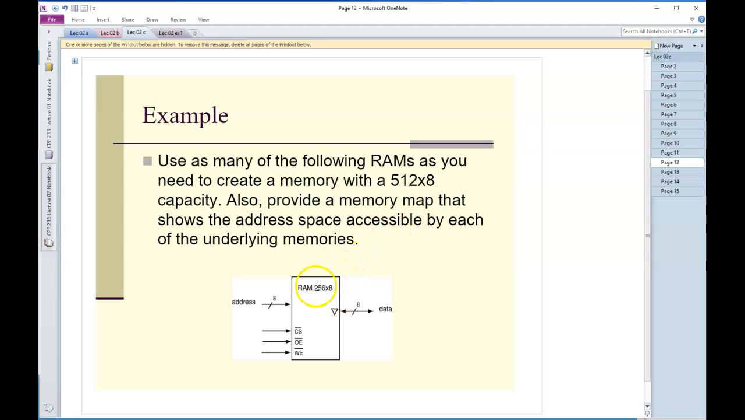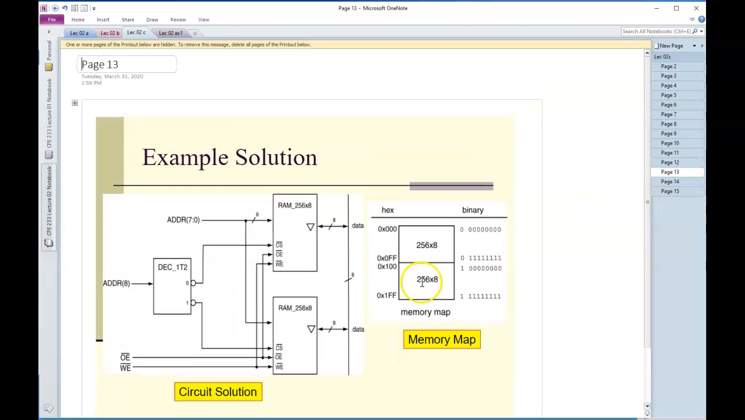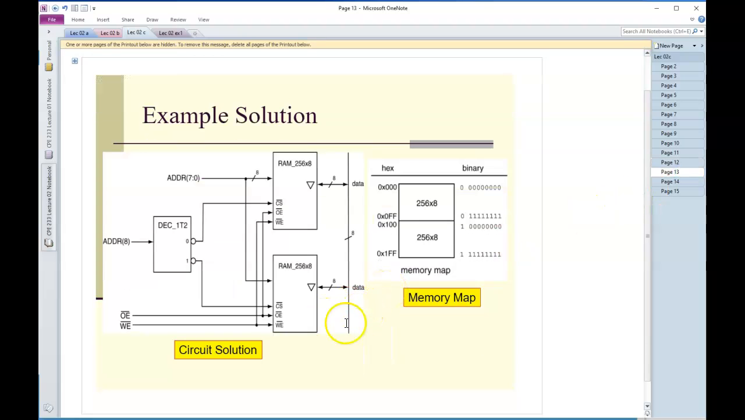So 256 by 8 has 8 address lines. What I'm going to need to do is get essentially another address line in here, and the standard decoder is going to help me do that. So here is the solution, and what I've done is these two devices still share the same 8-bit address lines, but for that 9th address line, which I need to address 512 things, I am going to turn one of these RAMs off. I'm going to turn it off by using a decoder.